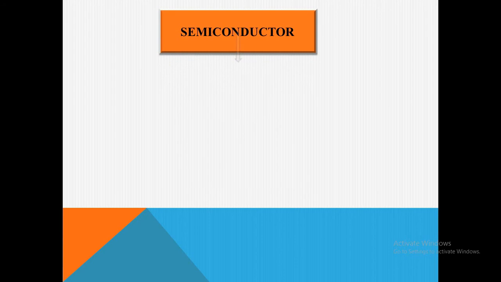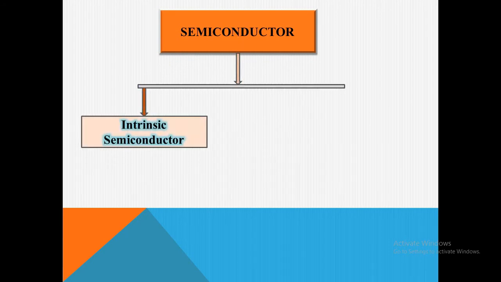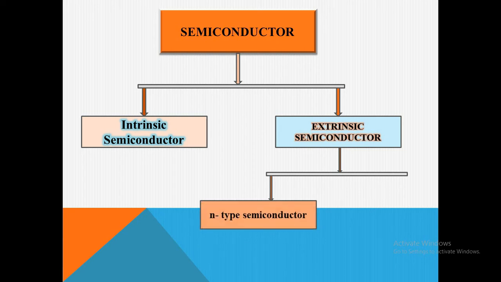Today we are going to discuss the classification of semiconductors. Semiconductors are classified into two groups. The first one is intrinsic semiconductor. Intrinsic semiconductor means it is a pure semiconductor. And the second one is extrinsic semiconductor. Extrinsic semiconductor is nothing but an impure semiconductor. Further, extrinsic semiconductor is divided into two groups. The first one is N-type semiconductor and the second one is P-type semiconductor.